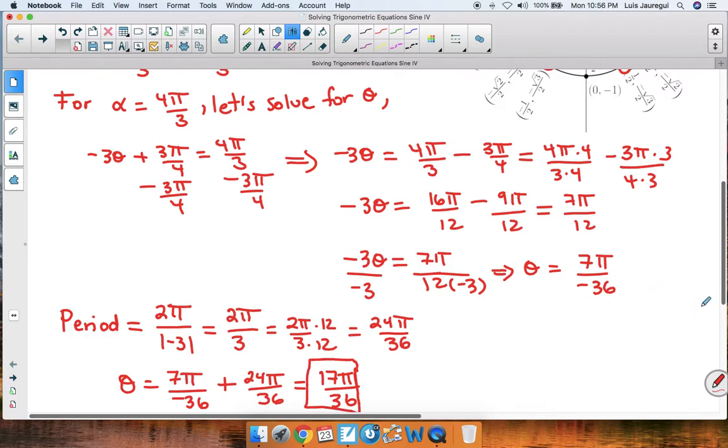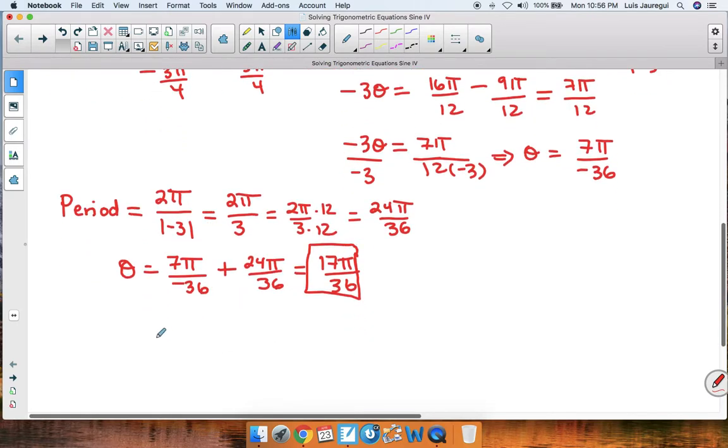Now, to get the next angles, we're going to keep adding the period. So we take this previous angle, so we say, okay, theta could also be 17 pi over 36 plus the period of 2 pi over 3, which is equivalent to 24 pi over 36. Now, 17 plus 24 gives you 41, and this is 41 pi over 36.